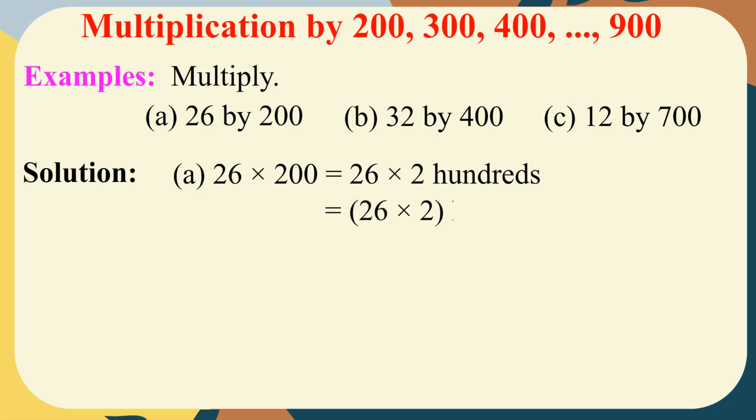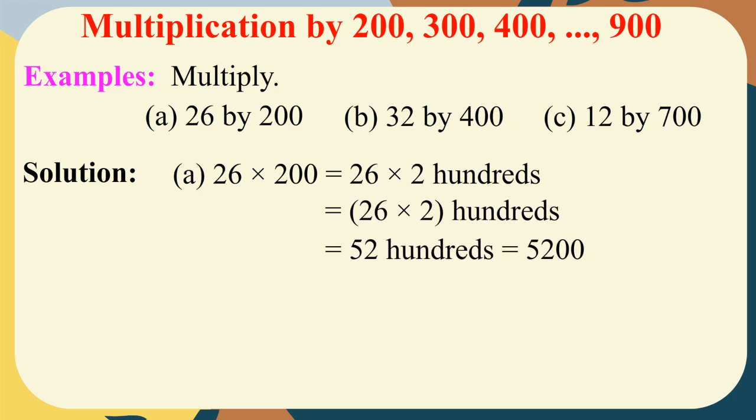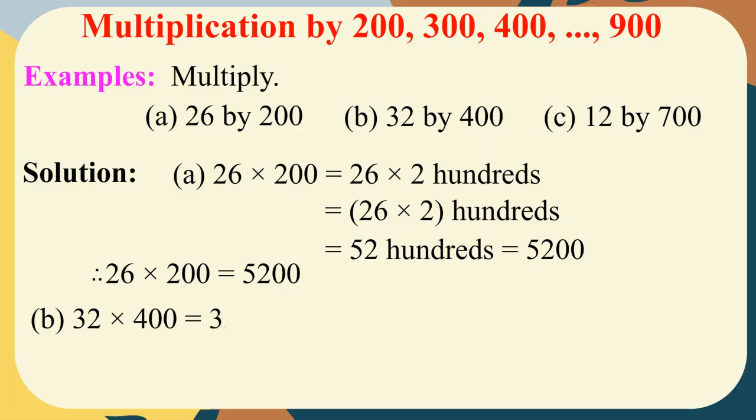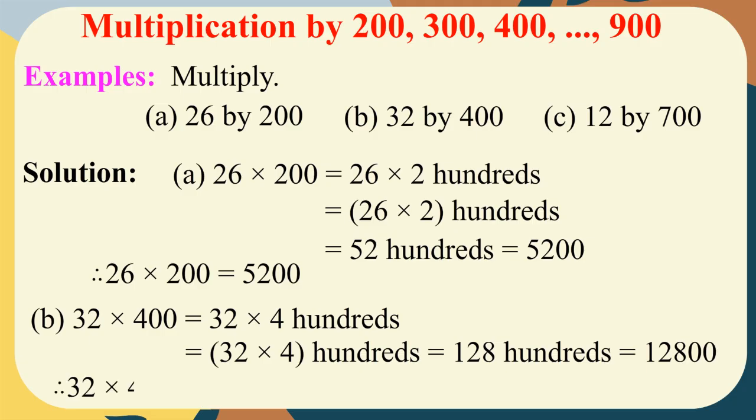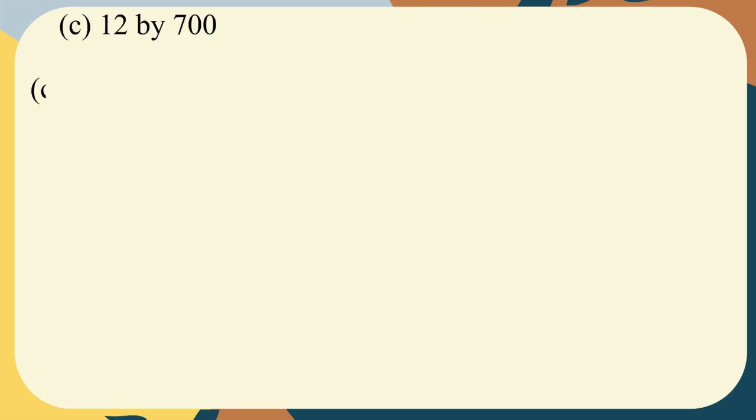We put 26 multiplied by 2, in brackets, hundreds, is equal to 52 hundreds. 26 multiplied by 200 is equal to 5200. B. 32 multiplied by 400, which is equal to 32 into 4 hundreds. 32 into 4 hundreds is equal to 128 hundreds, which is equal to 12,800. 32 multiplied by 400 is equal to 12,800.